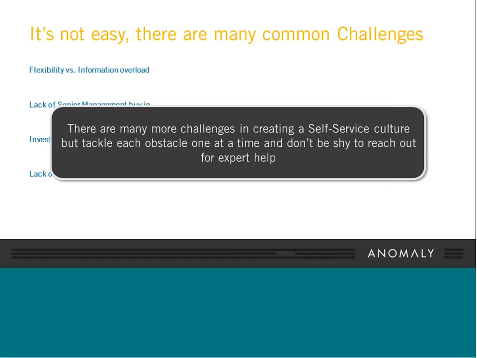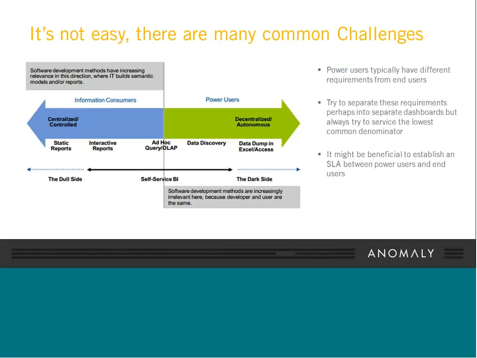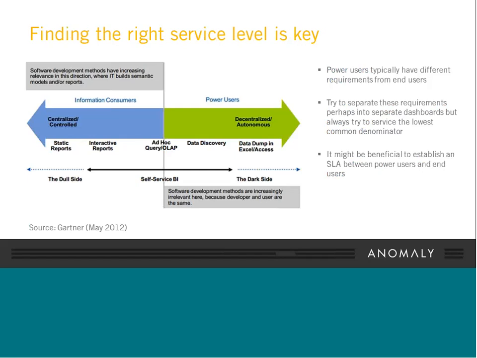Something that I picked up on when looking at some Gartner research was finding the right level of service is the key to creating business intelligence and self-service. So the chart here shows what is the right level of service in traditional BI. On the left-hand side, they refer to it as the dull side, where everything is centralized and you have static reports built by an analyst team that provide information centralized to the complete organization.